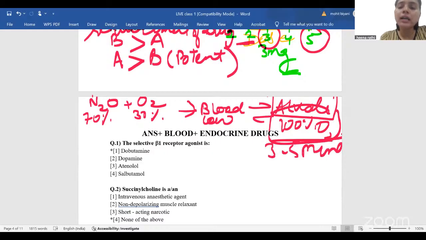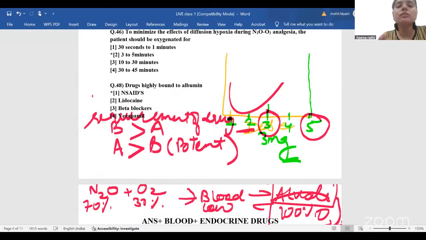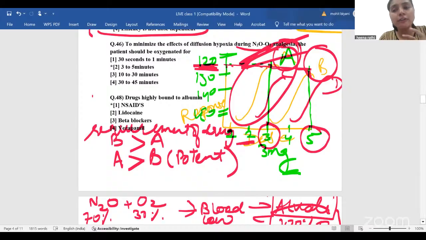Why do we supply oxygen? So that diffusion hypoxia, which arises because of the lesser oxygen present in that area due to the higher concentration of nitrous oxide, does not occur. That's why we give 100% oxygen for 3 to 5 minutes, so that diffusion hypoxia does not occur.